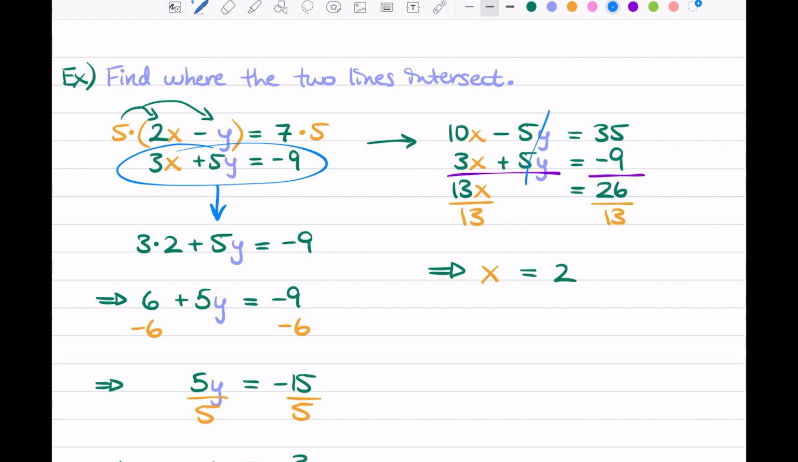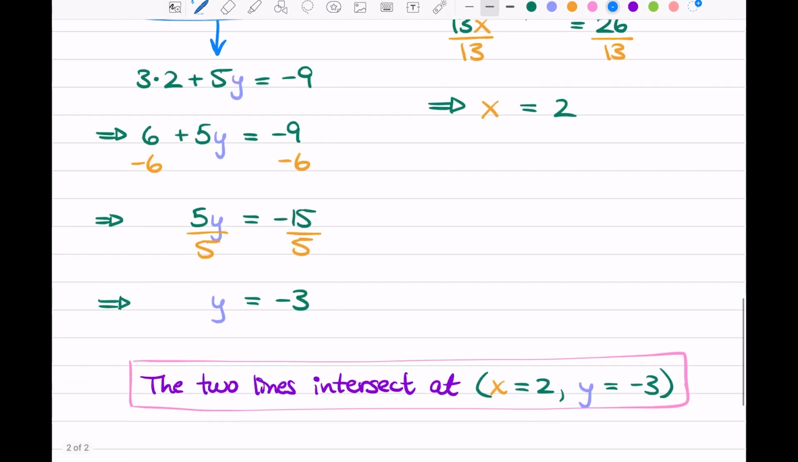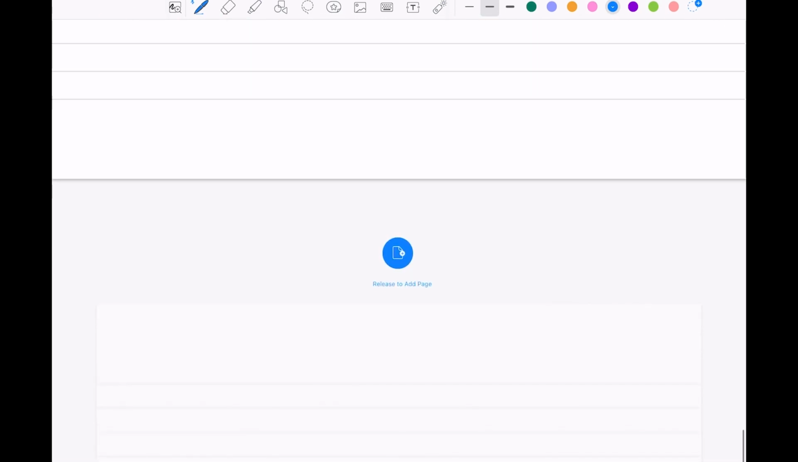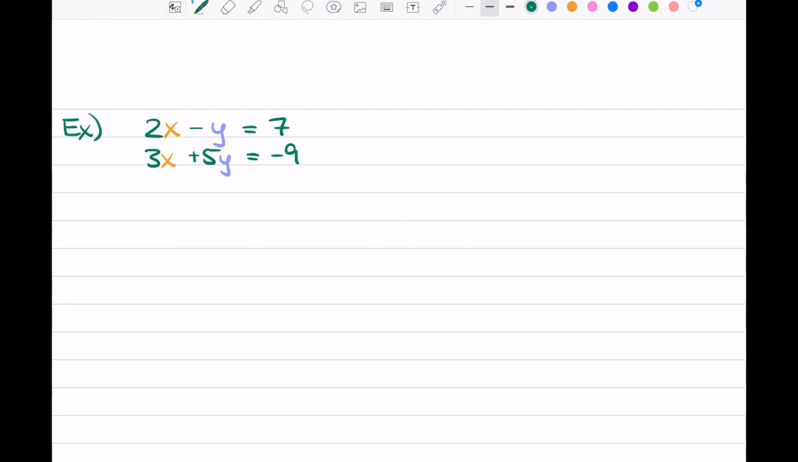Let's try solving this problem again, but this time we're going to get rid of the x instead. So this is the same problem as before, but this time when we combine the equations, we're going to try to get rid of our x. So how can we do that? Well, when we were trying to get rid of our y, we multiplied the top equation by 5 so that we could have a negative 5y here. And so having negative 5y plus 5y got rid of the y's.